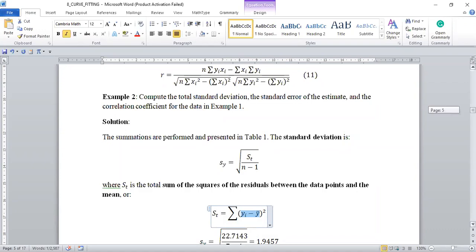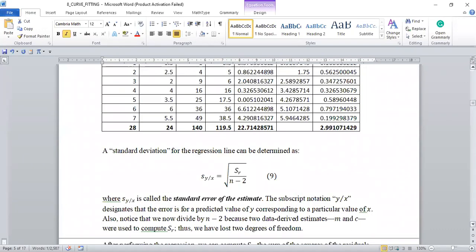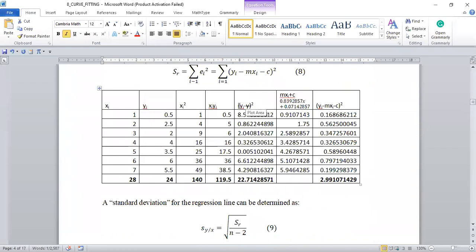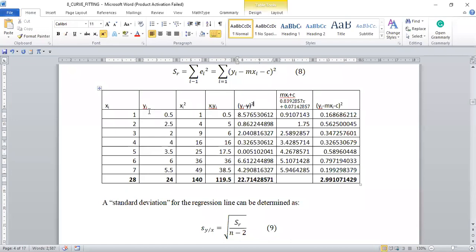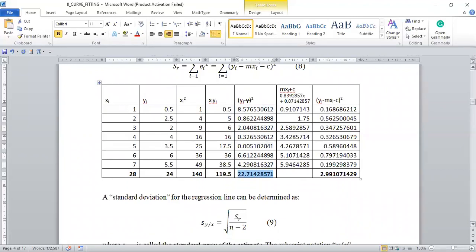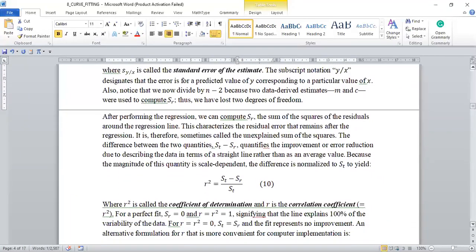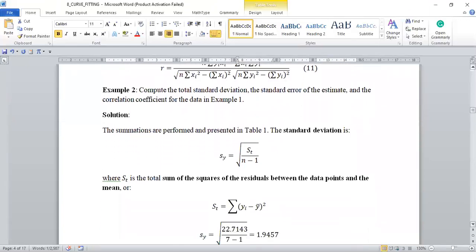So that was why in the table I included yi minus y, then squared. So this is the y high, then minus the mean. The mean is just 24 divided by 7. Then you have this table, then you will sum it together. That's why I had this column in the table, because we can use it to calculate the standard deviation.